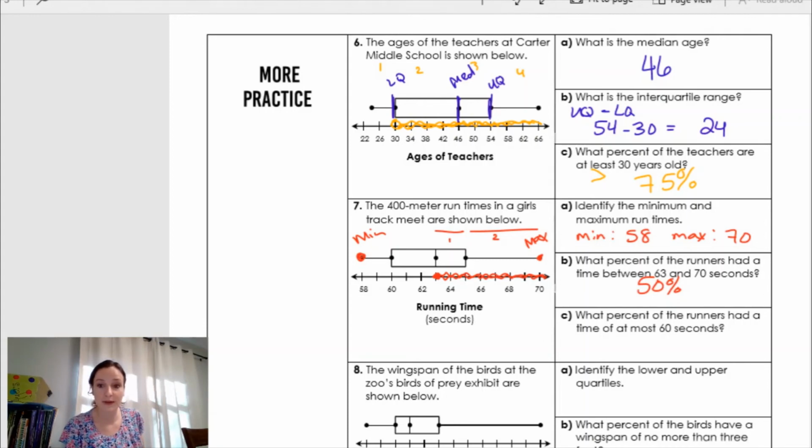What percent of the runners had a time of at most 60 seconds? At most means less than or equal to. So let's find 60, and we're talking about less than or equal to, so this section over here. So again, this is just one section, which is going to represent 25%. 25% of the runners. Okay.